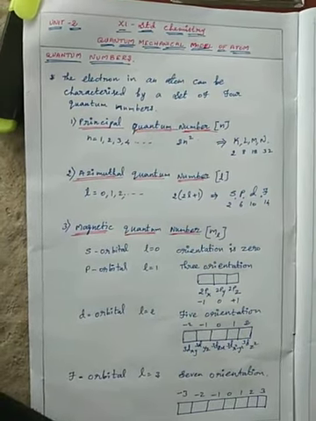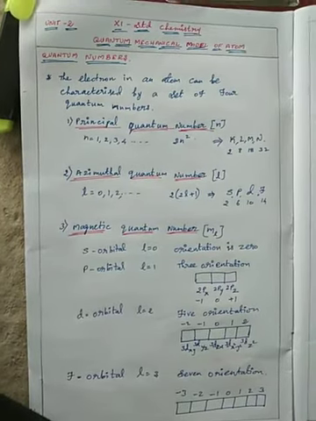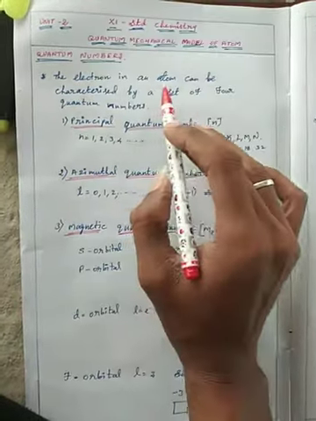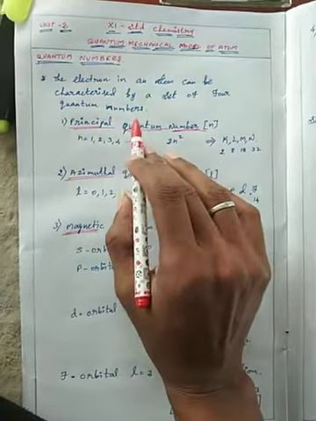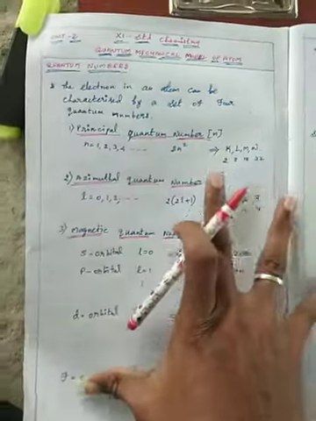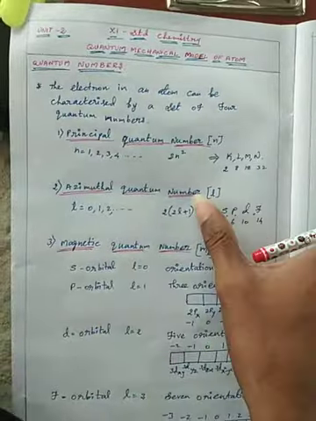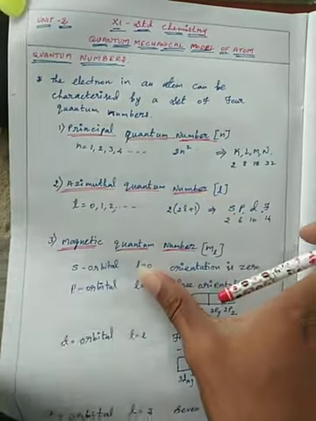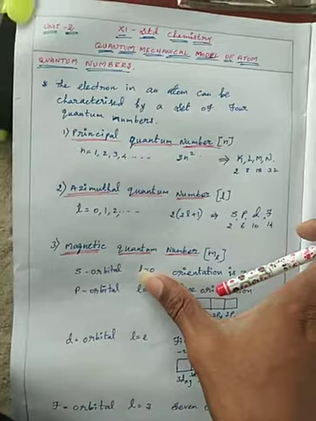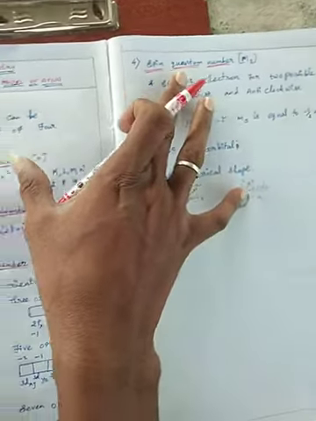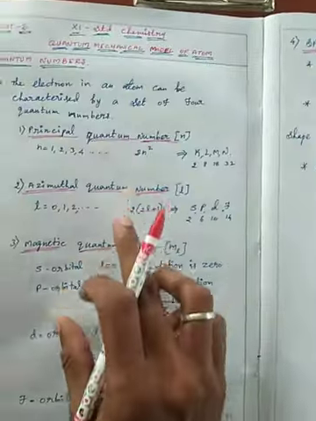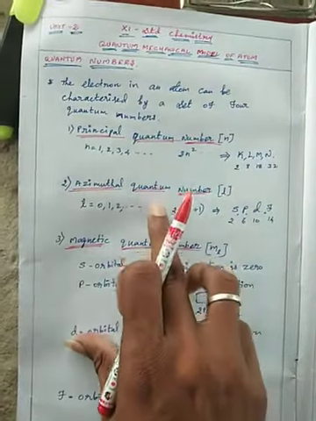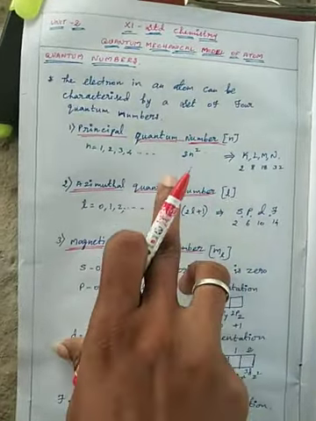The quantum numbers are very important for electrons. Electrons in an atom can be characterized by a set of 4 quantum numbers: first, the principal quantum number; second, the azimuthal quantum number; third, the magnetic quantum number; and last, the spin quantum number. First we will consider the principal and azimuthal quantum numbers, which you have worked out in the previous session.